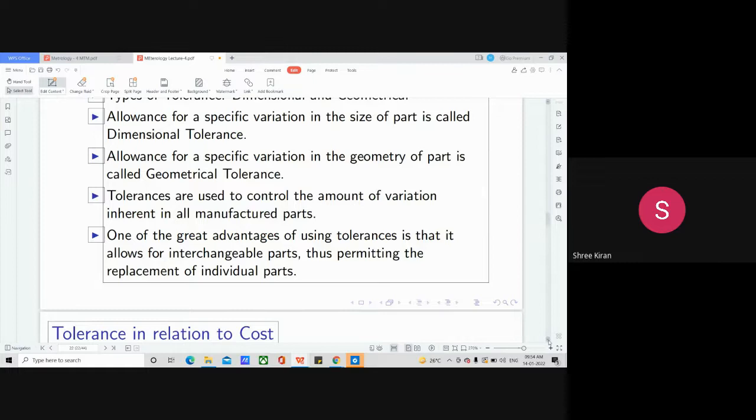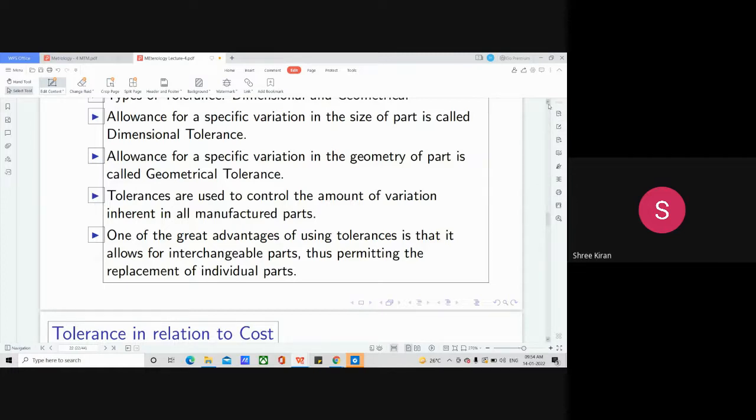It is globally made, the production cost is less, and comparatively it has an allowable tolerance. So it can be used for a variety of purposes, or a variety of products can be manufactured with the same material. One of the great advantages of using tolerance is that it allows for interchangeable parts, permitting the replacement of individual parts. These are the main aspects of tolerances which I have discussed.